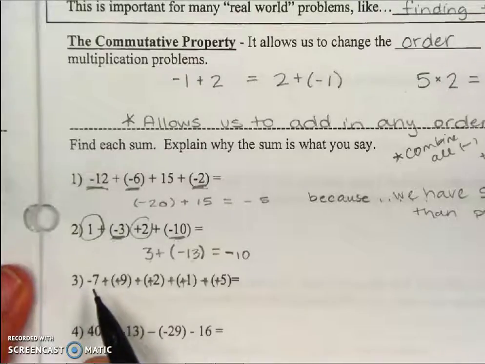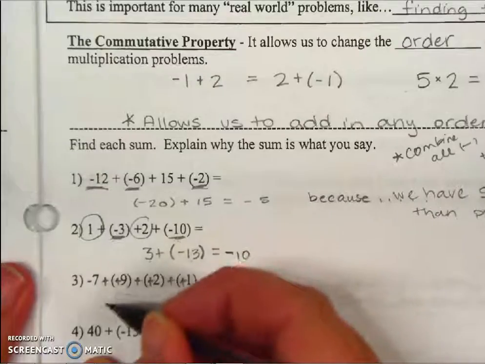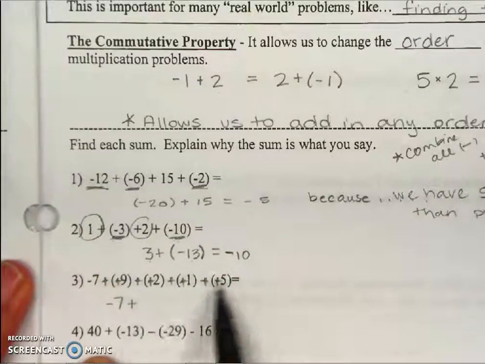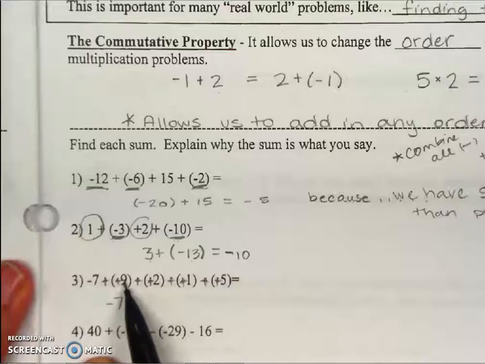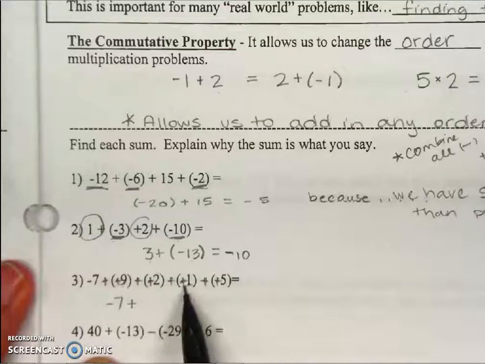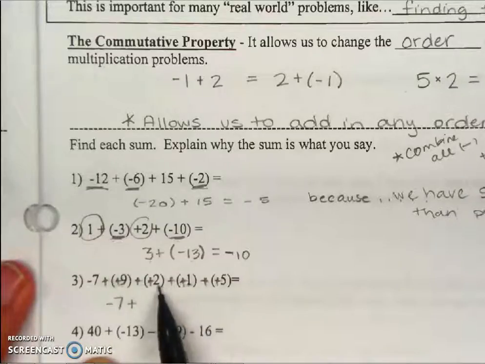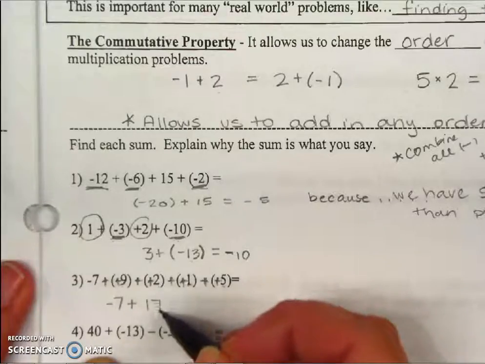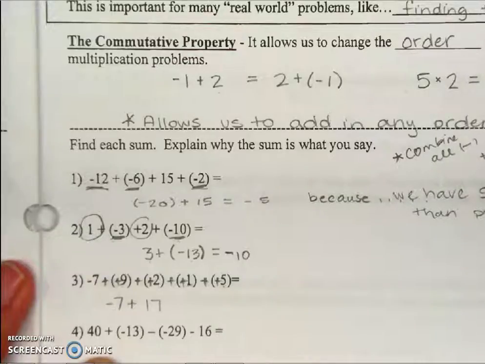So the only negative I have left is this -7. So I'm going to bring that down, -7 plus all of these positives added together. Well, remember commutative property, we can add in any order we'd like. So I see 9 and 1 first because I know those add to 10. 10 plus 2 is 12, plus 5 is 17. So this really says -7 plus 17.